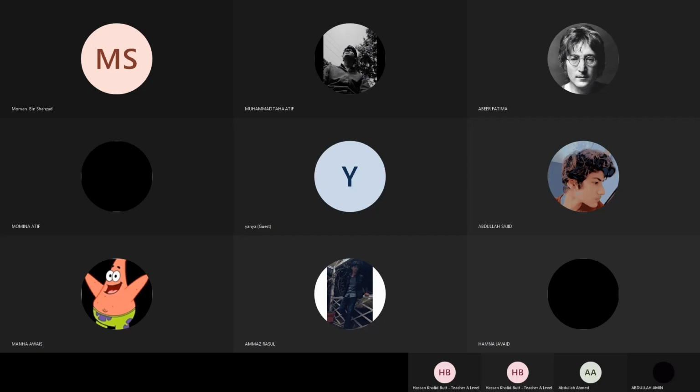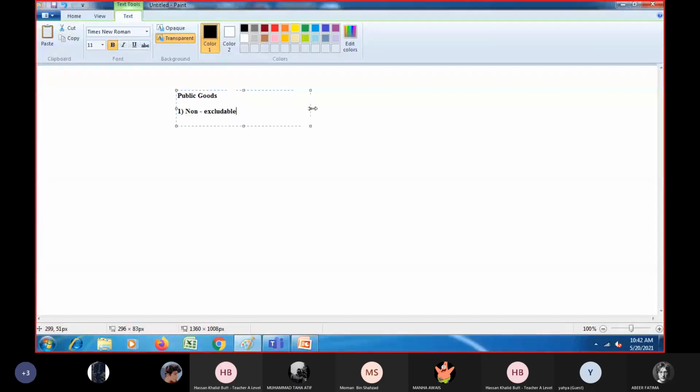Public goods are provided by the government and they have two features in common. One, we call it non-excludable. So what does it mean? Let me write it: no one can be excluded from using it. Simple as that, you cannot stop anybody from using it. Now, that is what we call non-excludable.